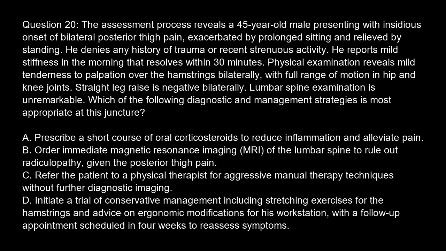Which of the following diagnostic and management strategies is most appropriate at this juncture? Option A. Prescribe a short course of oral corticosteroids to reduce inflammation and alleviate pain. Option B. Order immediate magnetic resonance imaging (MRI) of the lumbar spine to rule out radiculopathy, given the posterior thigh pain. Option C. Refer the patient to a physical therapist for aggressive manual therapy techniques without further diagnostic imaging. Option D. Initiate a trial of conservative management including stretching exercises for the hamstrings and advice on ergonomic modifications for his workstation, with a follow-up appointment scheduled in 4 weeks to reassess symptoms.